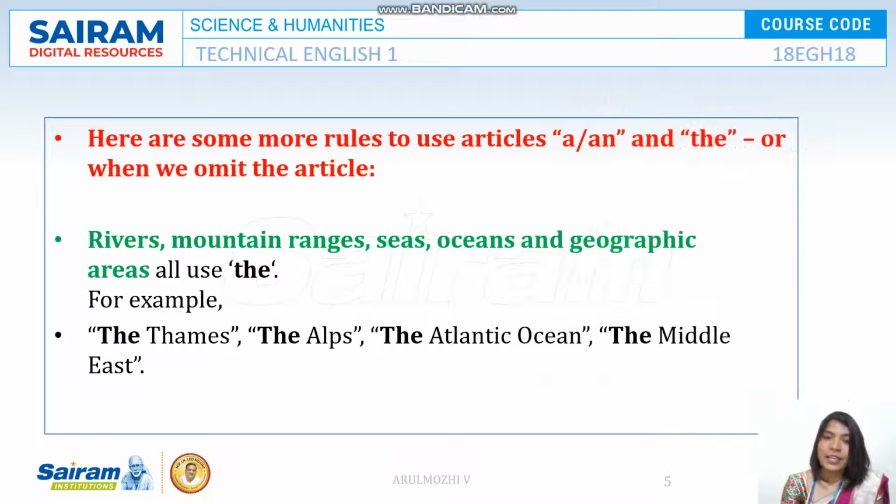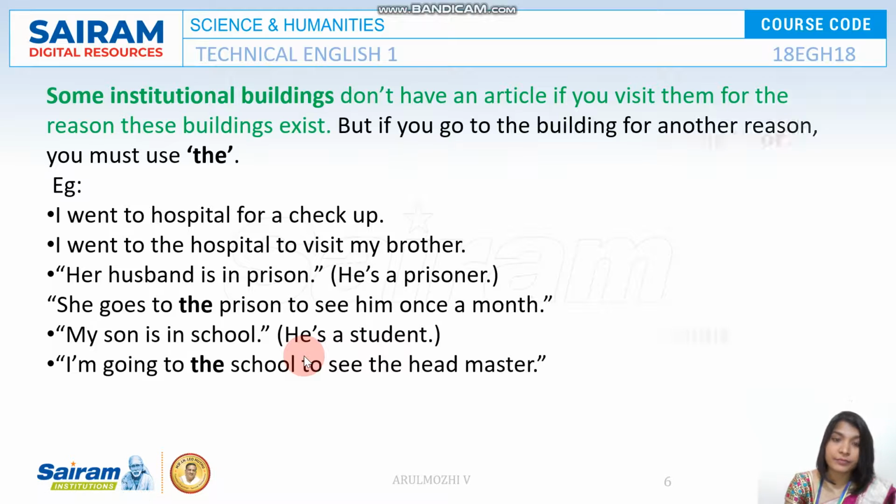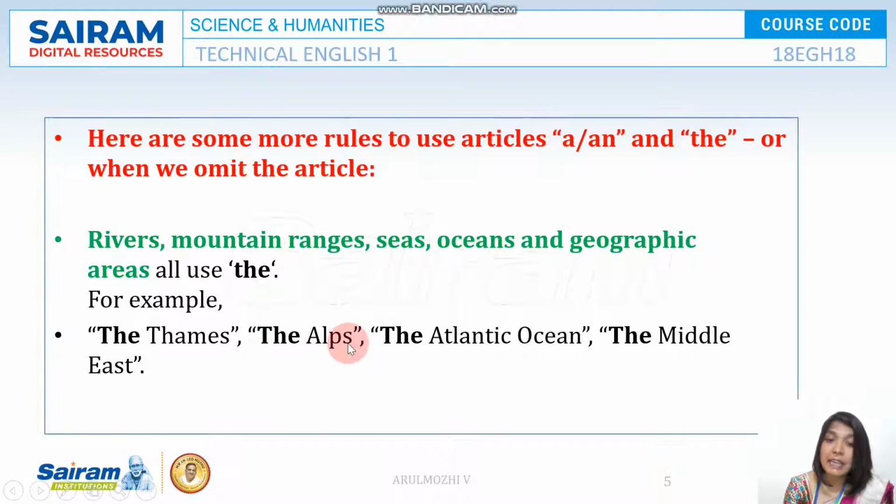And next, here are some rules to use the, and some to omit articles. We use the before rivers, mountain ranges, seas, oceans, and geographic areas. For example, we use the before rivers like the Thames, the Ganges, the Kaveri, and before mountain ranges, the Alps, the Himalayas.